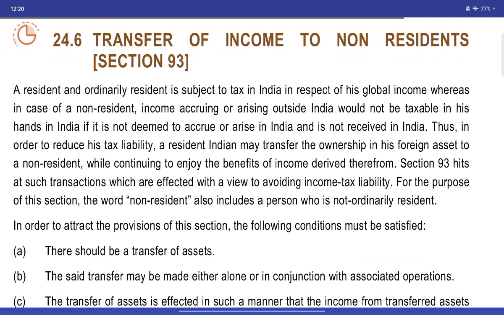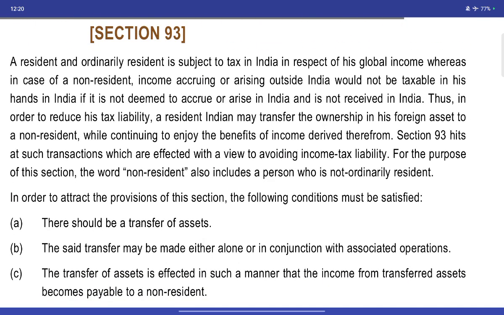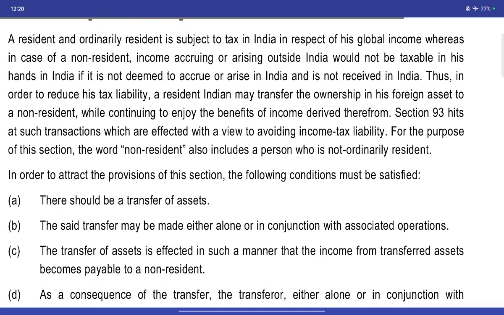Transfer of income to a non-resident, section 93. A resident and ordinarily resident is subject to tax in India on global income, whereas in case of a non-resident, income arising or accruing outside India would not be taxable in India unless deemed to be accruing or arising in India, and the person does not reside in India. This is done in order to reduce the tax liability.